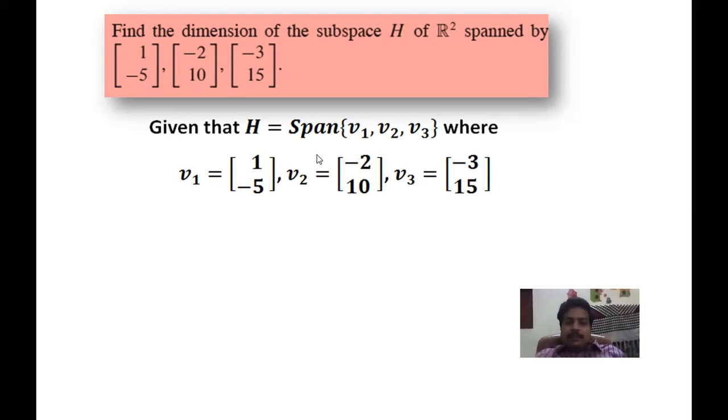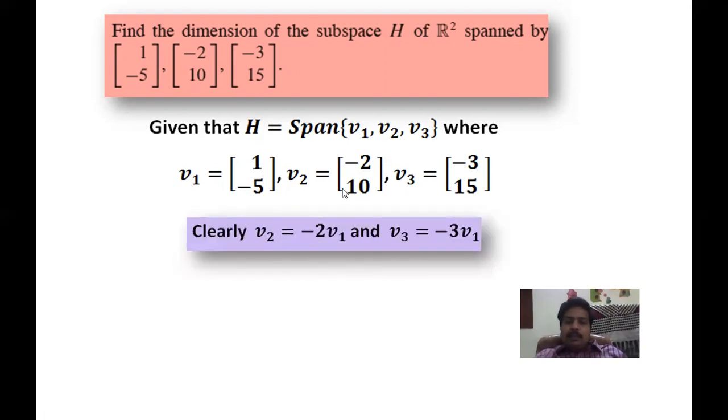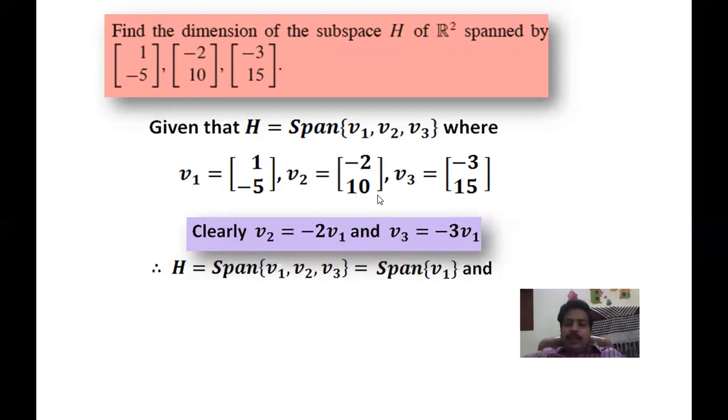So we can observe that V2 is a multiple of V1. If you multiply minus 2 with V1, you will get V2. And if you multiply minus 3 with V1, you will get V3. So clearly V2 is equal to minus 2 V1 and V3 is equal to minus 3 V1. So V2 and V3 can be produced by using V1. That is, V1, V2 and V3 are linear combinations of V1.